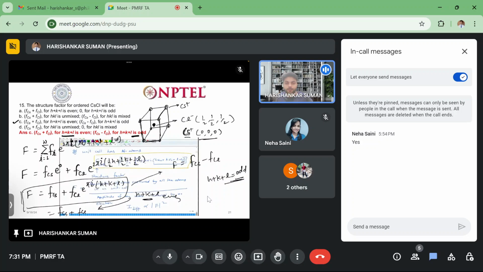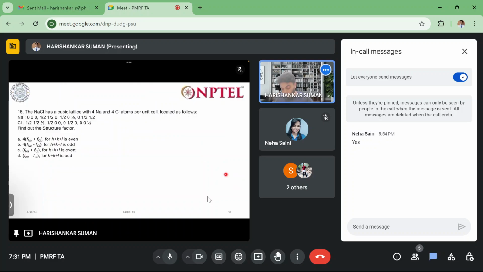Next question. NaCl has a cubic lattice with 4 Na and 4 Cl atoms per unit cell located at 0, 0, 0. This is the Na location, this is Cl. Find out the structure factor. You can take 10 minutes for this question. Then I will discuss.